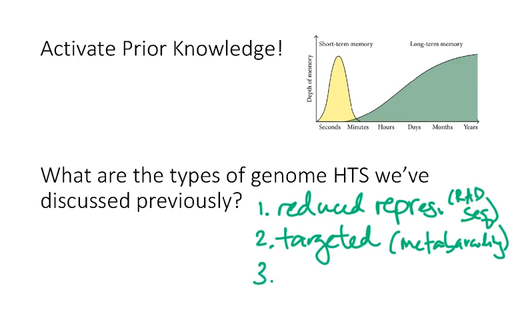And then the third type we talked about is whole genome sequencing, and we often abbreviate that as WGS. And that's where you're sequencing everything, all of the DNA in the organism, the entire genome.